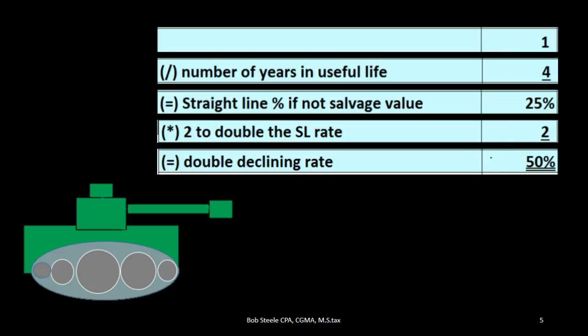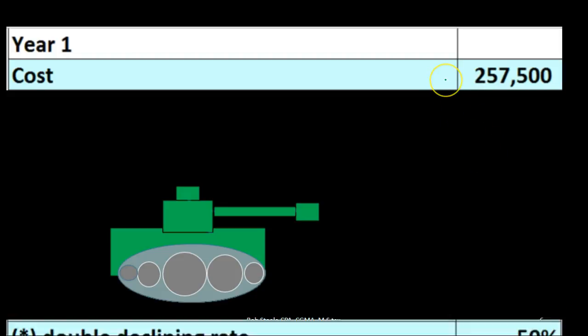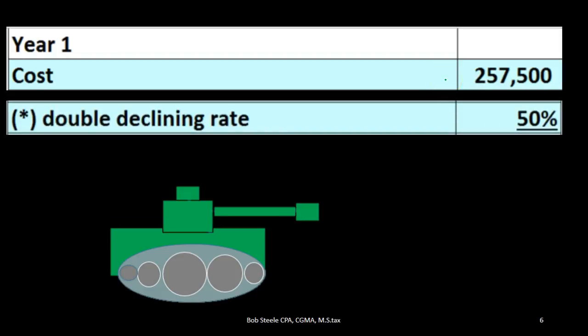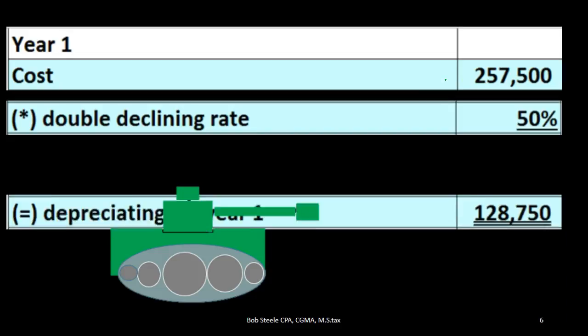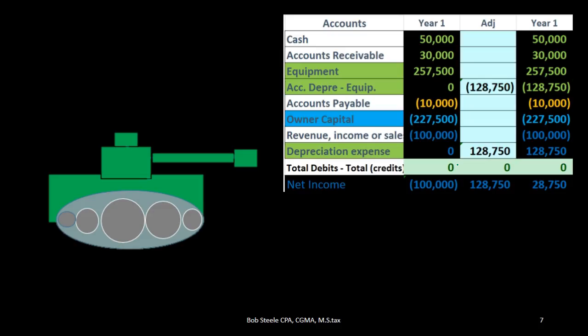So how would we then calculate the double declining balance in this case? We just take the cost times the double declining rate rather than the straight line rate, and that would give us a much higher depreciation in year 1 than in later years. So if we were to record that, we can see that we have a very high depreciation expense, and the accumulated depreciation book value being the $257,500 minus this $128,750.